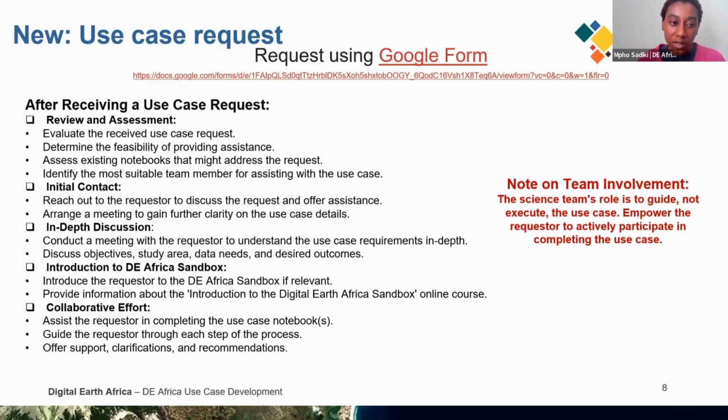So after that, once we've made that decision, we'll make contact through that email address that was provided in the use case request form, and give you an outcome of our assessment. If we aren't able to help you, then we'll make that known. But if we are able to assist, then we'll arrange a meeting to further gain clarity in terms of the details of the use case. And then we'll conduct an in-depth discussion and look at the objectives, the study area, the data needs, and the desired outcomes. So we can also help you come to a final product in terms of your use case.